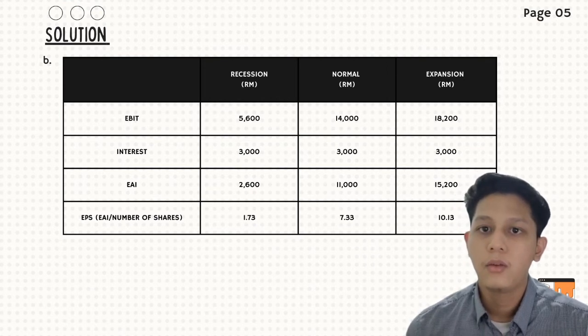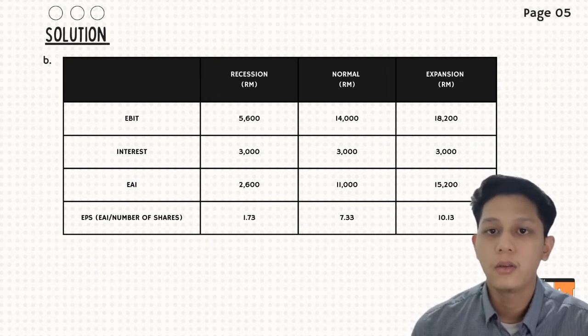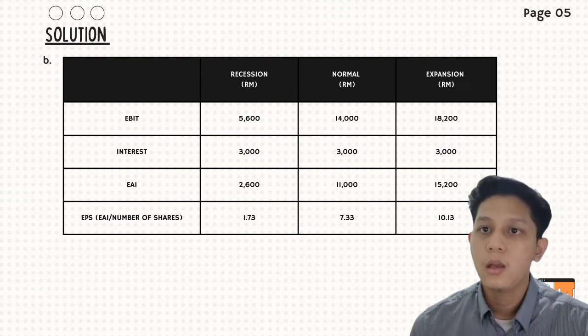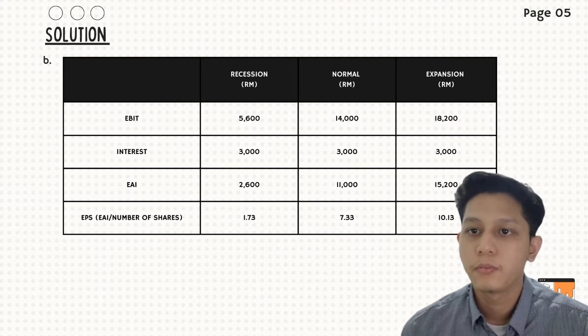Now for the EPS, the formula is EAI divided by number of shares. The number of shares is 1,500, and we will show the working on the next slide. Now for the EPS, for the recession it is 1.73, for the normal 7.33, and for expansion 10.13.